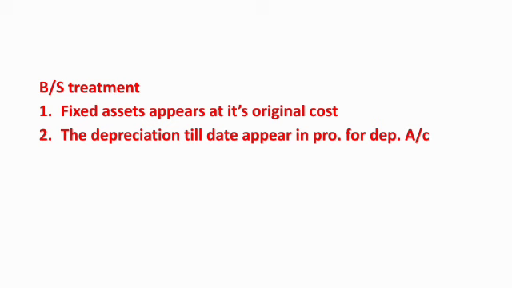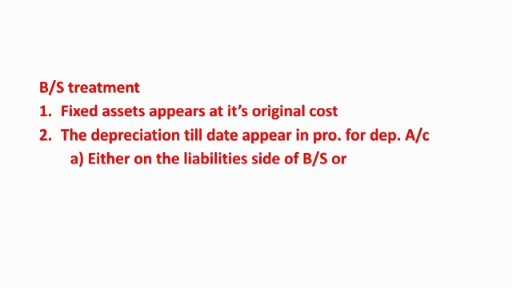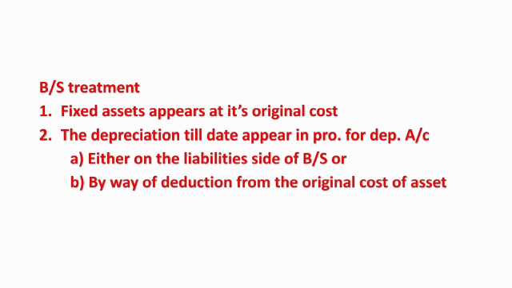Then what about the provision for depreciation account? Here we can show the provision for depreciation account either on the liability side of the balance sheet or by way of deduction from the original cost of the asset. In that way also we can show the provision for depreciation account in the balance sheet. Either we can show it on the liability side or by way of deduction from the original cost of the asset, like asset minus depreciation till date. Okay, that is the balance sheet treatment of asset and provision for depreciation account.